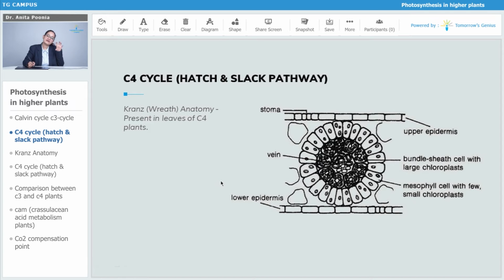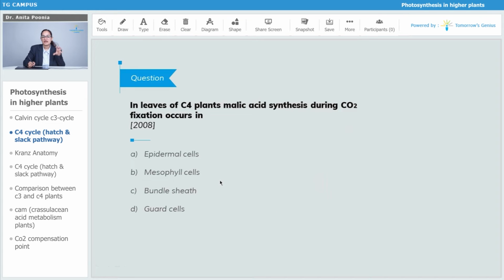So since you are aware of this region now, here comes the question. The question is, in leaves of the C4 plants, the malic acid synthesis during CO2 fixation occurs in where? And the options are epidermal cells, mesophyll cells, bundle sheath cells, or guard cells. What do you think is the answer? And the answer here is B, that's the mesophyll cells. Of course, the malic acid synthesis will definitely take place in the mesophyll cells, and that's the reason why I showed you the diagram.